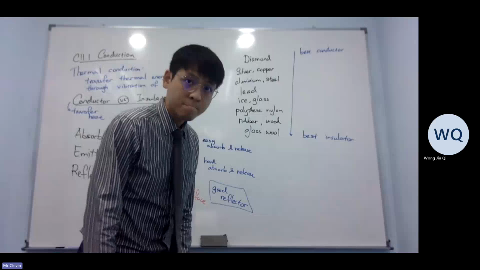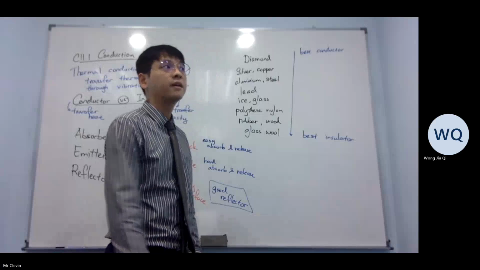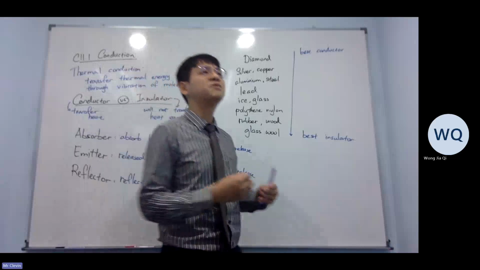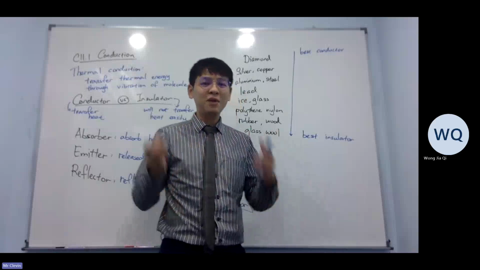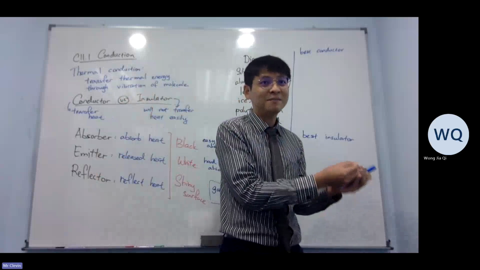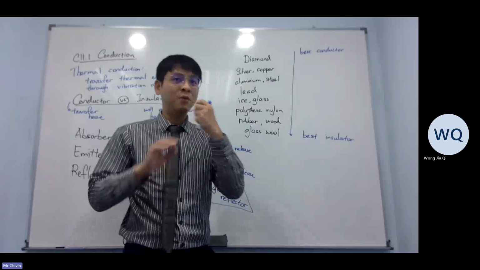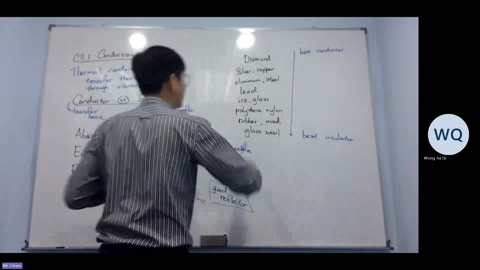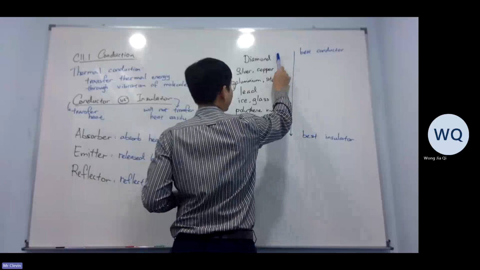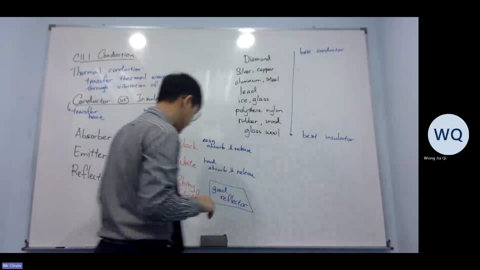Is that why it takes longer to heat up? No. Conductor refers only to transferring heat. It's not about melting. If you talk about melting, then we have to bring in the melting point. But here, we don't talk about melting point. We just talk about how easily they transfer the energy. So this will be the best conductor, and this will be the best insulator.